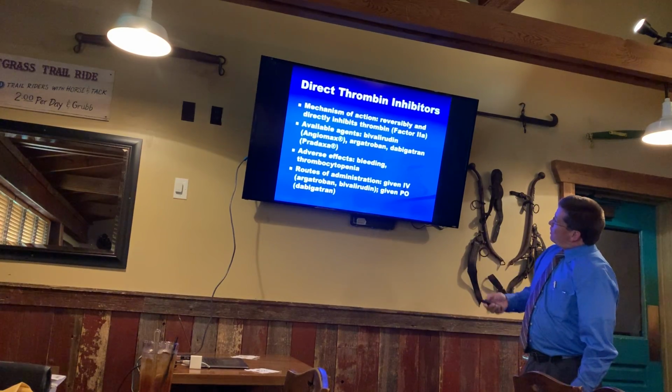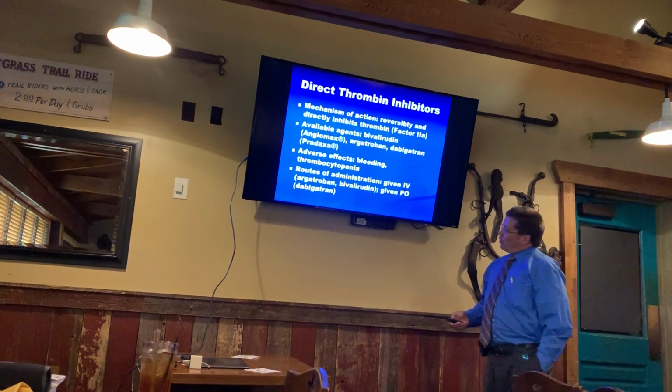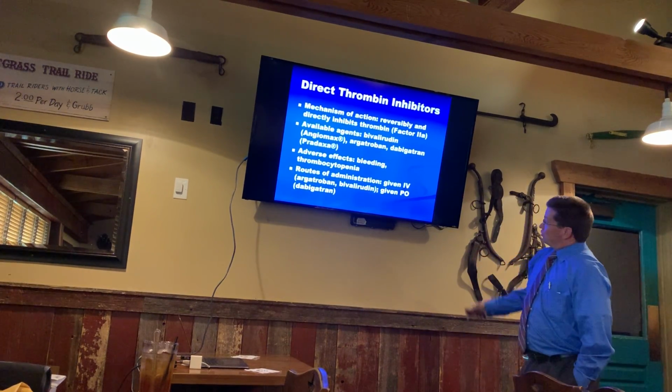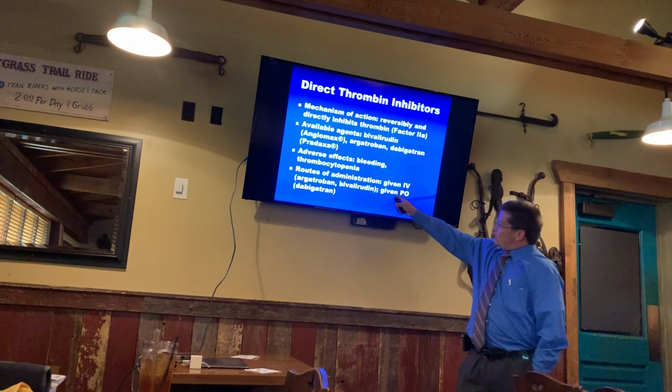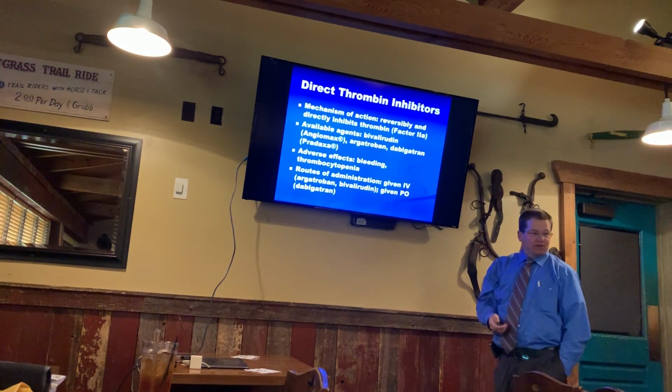So basically, the direct thrombin inhibitors directly inhibit factor 2A. Okay, that's thrombin. Our older drug is Angiomax. The really old drug is argatroban. We hardly ever see that. And of course, we have Pradaxa. All can cause bleeding and thrombocytopenia. Argatroban is given IV, as well as bivalirudin. The PO version, obviously, is Pradaxa.